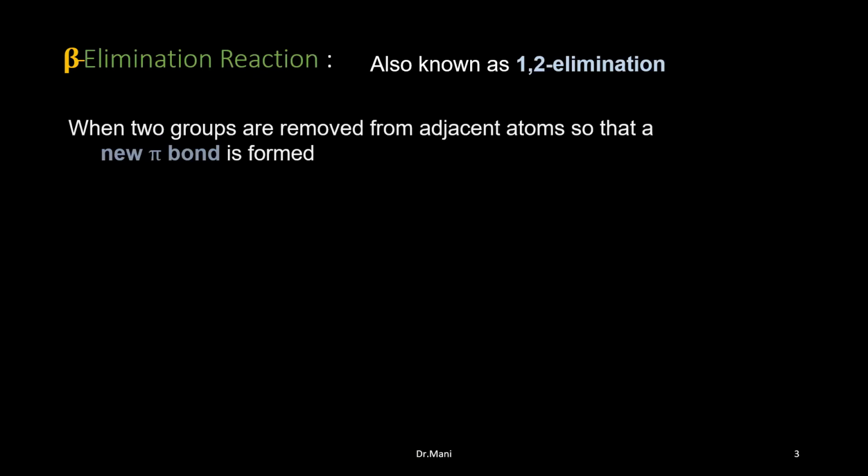So beta elimination reaction is a type of elimination reaction in which the adjacent atoms are involved in the formation of the pi bond. Remember, it is also known as 1,2 elimination, which is a specific type of elimination reaction. So what's happening here? You take a carbon having W, and the other one having X. As you remove WX, it results in formation of a double bond between the carbons.